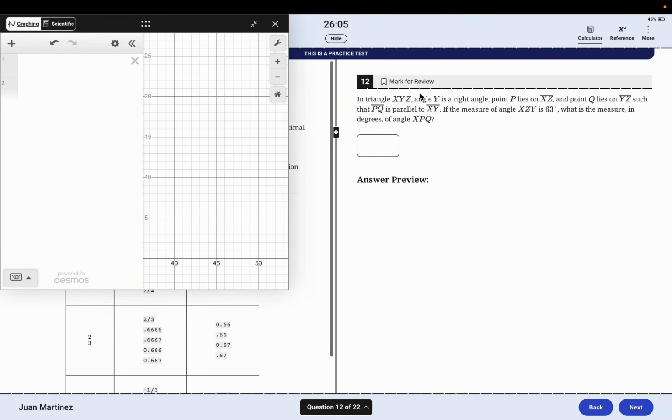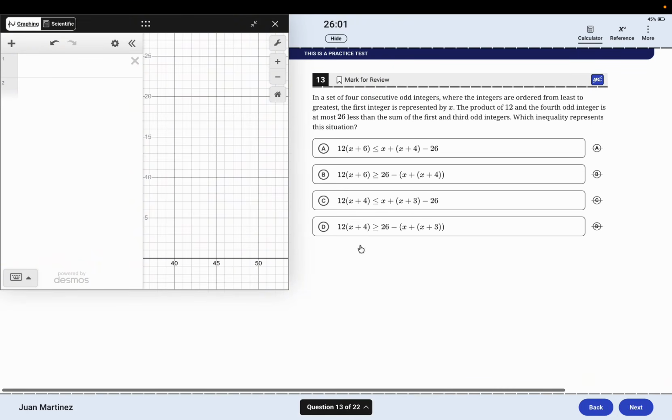Oh my god. We'll just skip over this one for now, because it's a bit of writing. So in a set of 4 consecutive odd integers where the integers are ordered from least to greatest, the first integer is represented by x, the product of 12 and the fourth odd integer is at most 26 less than the sum of the first and the third odd integers, which inequality represents the situation.